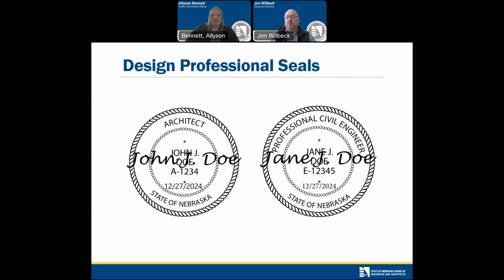So then here's what the architecture and PE seals look like in Nebraska when it comes to signing and dating. These seals need to be signed across the face of the seal, and they can be computer generated, they can be wet signed, they can be embossed. We don't care as long as it's signed across the face of the seal. If it isn't, then the seal is going to be invalid. And as well as a signature, you're going to want to include the date that this is being signed as well.